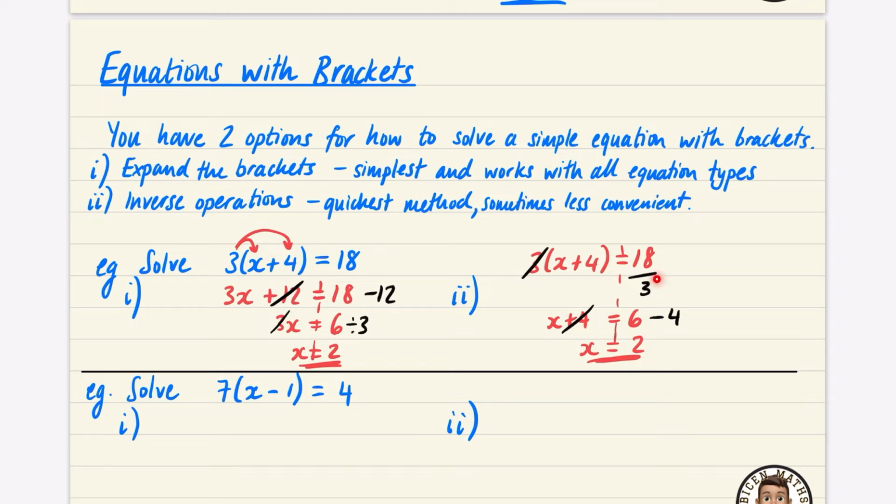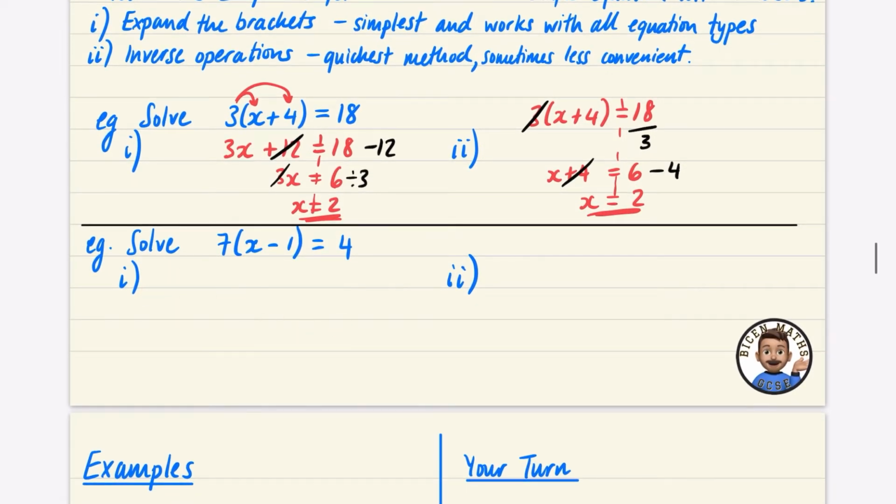Now the reason it was nice to do this second method is because 18 was divisible by 3, so you got this neat answer of 6. This one, I think we might prefer to end up doing method 1, but I'll show you both just so you can see how they work. So I'll expand the brackets to get 7x minus 7 equals 4, and then this just becomes like a normal question. So what I'll do is get rid of the minus 7 by doing plus 7, which leaves me with 7x equals 4 plus 7, which is 11, and then I'm going to divide by the 7 here, so I get 11 divided by 7. So x is equal to 11 sevenths. That fraction can't simplify, so I'm happy to leave it like that.